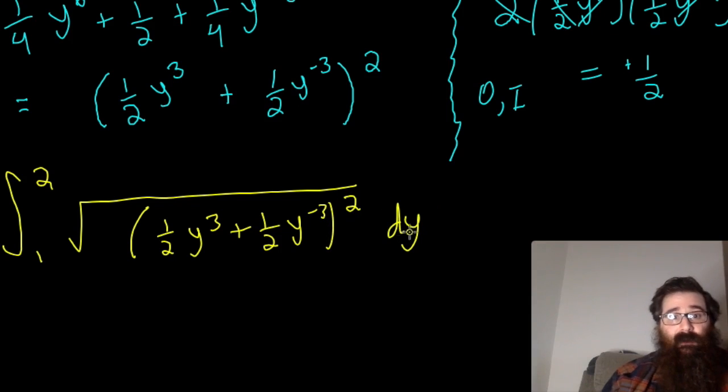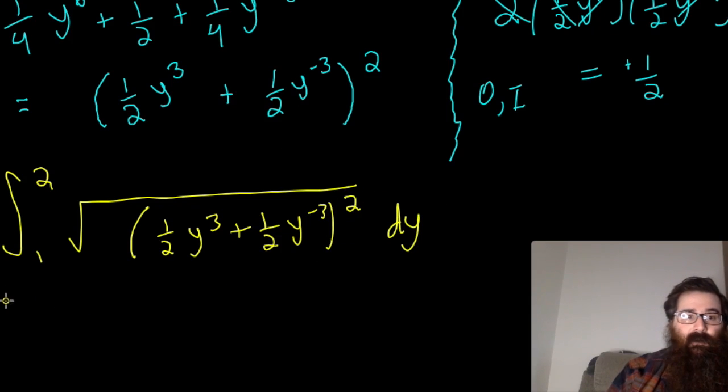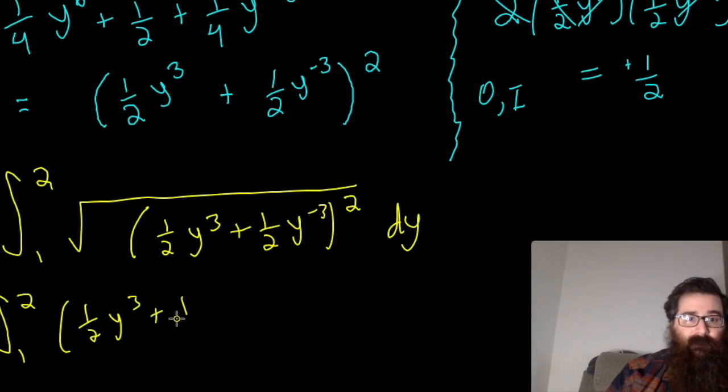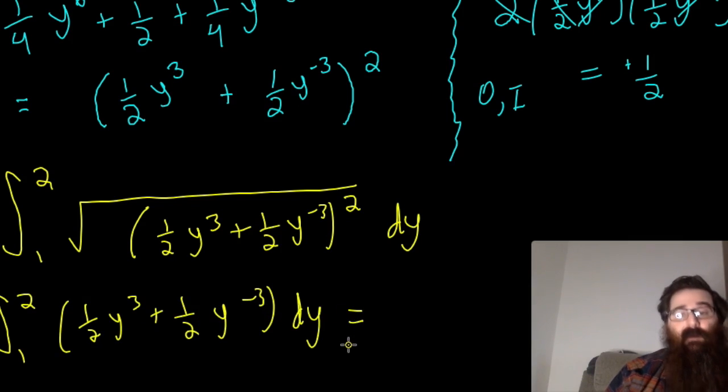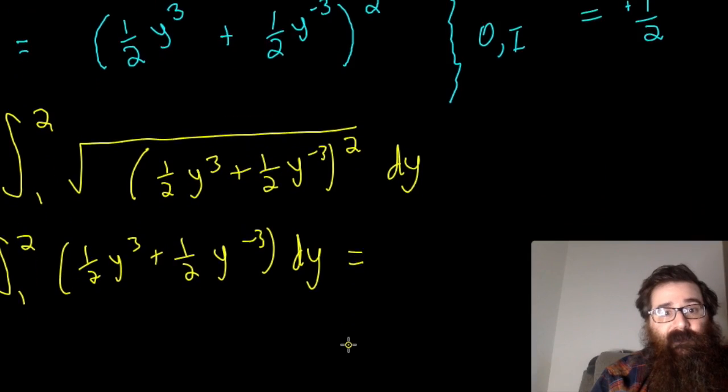It's an integral with respect to y, and now the square root and the squaring are going to undo one another, so that I'm left with the integral from 1 to 2 of 1/2 y cubed plus 1/2 y to the -3. And now I can integrate, now I can evaluate and get that final answer.